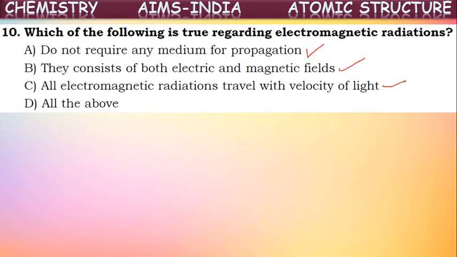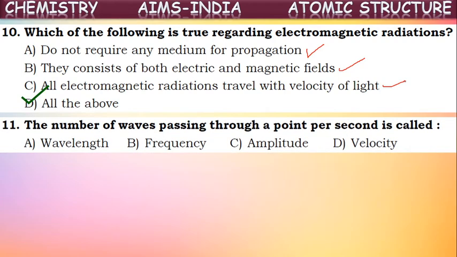All the electromagnetic radiations travel with the velocity of light, that is 3 into 10 to the power of 8 meters per second or 3 into 10 to the power of 10 centimeters per second. This is the velocity of all kinds of electromagnetic radiations. So this is also true. Now what will be the correct answer? Yes, it is here, all of these.